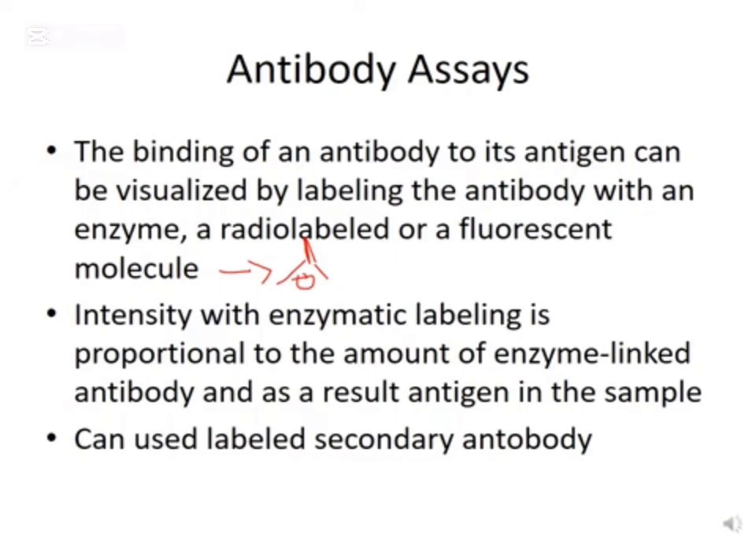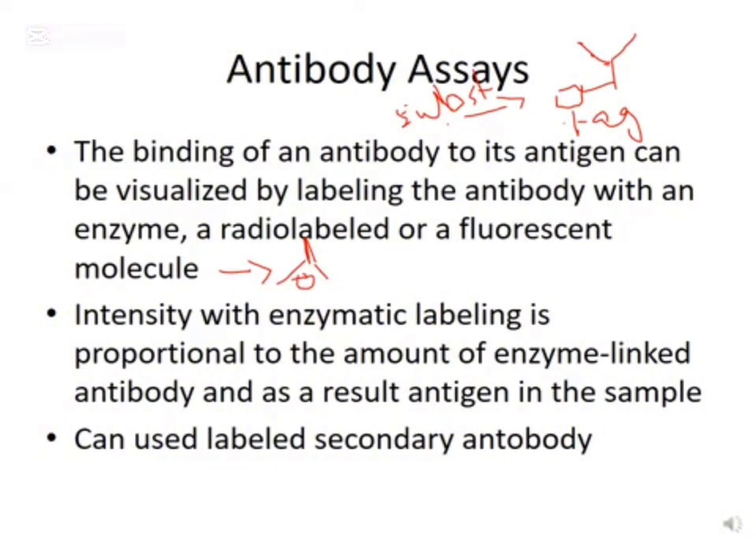So what we do is tag the antibody. If we have an antibody, we tag it here with a label. This label can be an enzyme, a radio label, or a fluorescent label. If it's an enzyme, then we can add its substrate and detect its presence if the reaction takes place or not. And usually the substrate is chromogenic, as we explained in the previous slide.